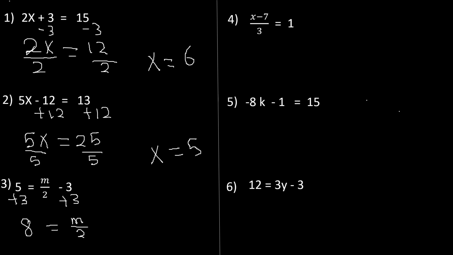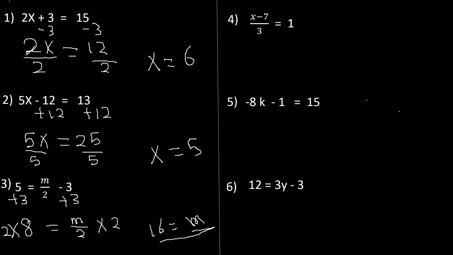Now next step, multiplied by what? By 2, because m is divided by 2, so we have to multiply this equation by 2, and this side also multiplied by 2 or times 2. So 16 will be equal to m. So m equals 16. This is the solution. Let's go to example number 4.